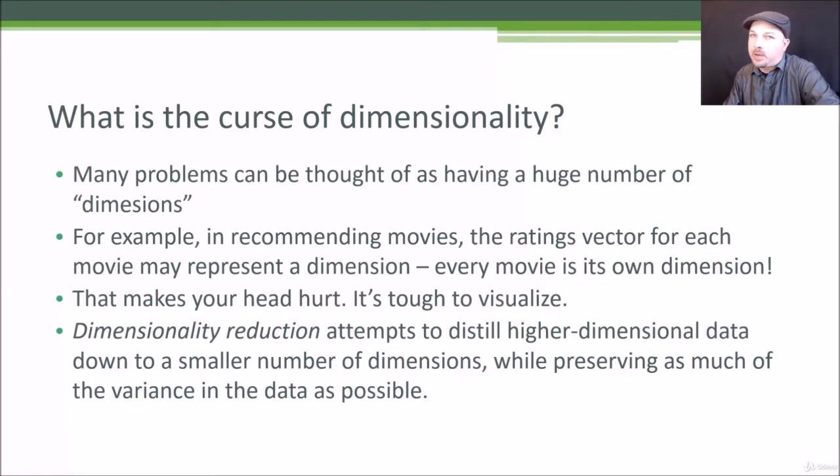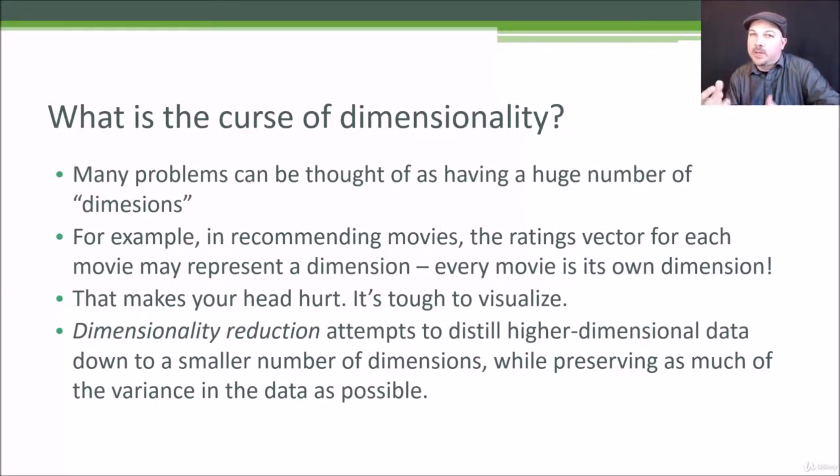Well, a lot of problems can be thought of as having many different dimensions. So for example, when we were doing movie recommendations, we had attributes of various movies, and every individual movie could be thought of as its own dimension in that data space. So if you have a lot of movies, that's a lot of dimensions, and you can't really wrap your head around more than three, right? Because that's what we grew up to evolve within.